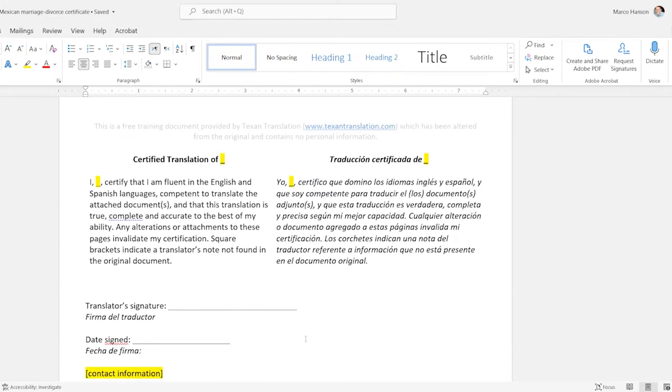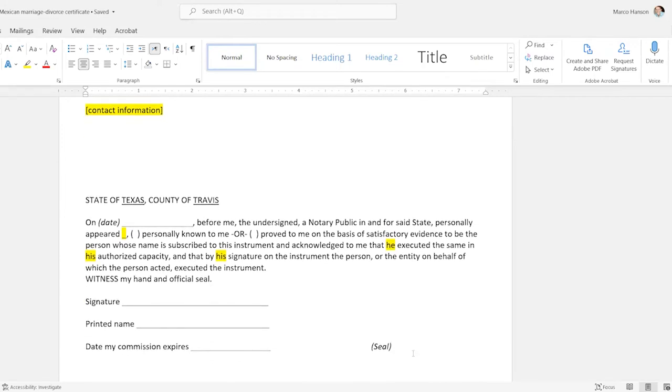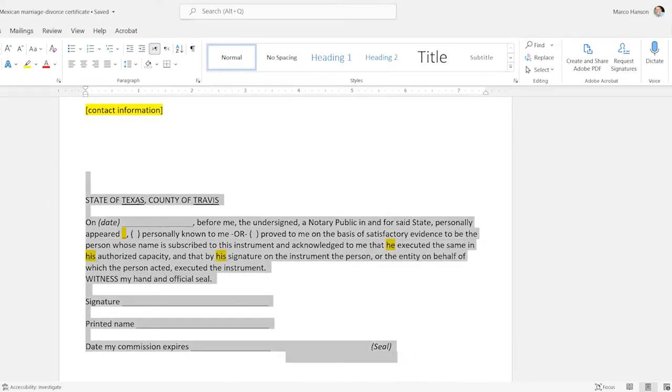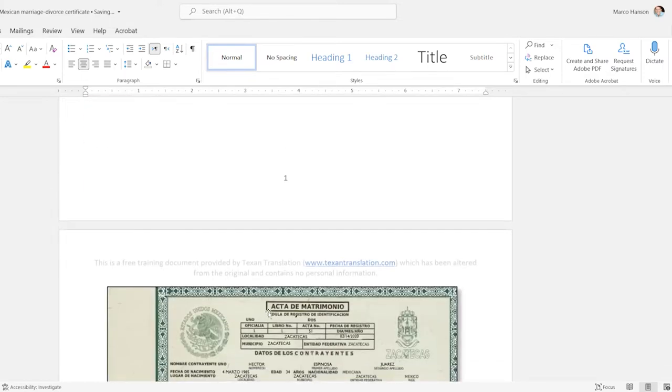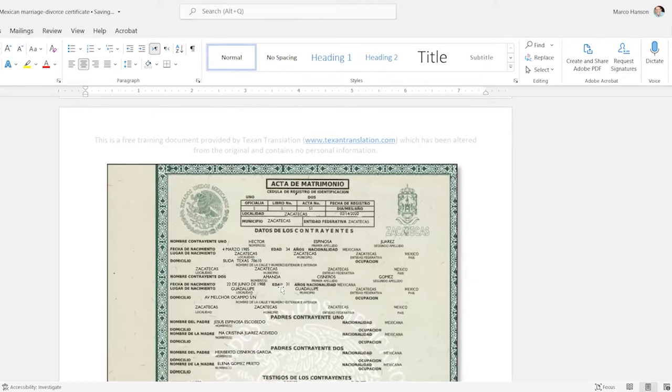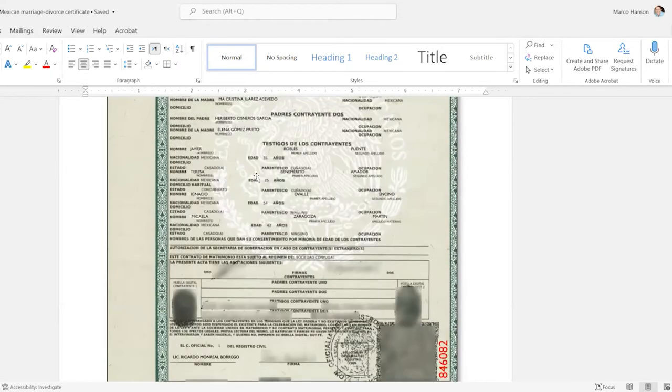So here's the generic cover sheet that we use. Ours has our letterhead on it, but this is one that you could model your certification statement after. Because it's going to be used for immigration purposes, it doesn't need to be notarized. In this particular case, certain clients would want it to be notarized, so I'm going to delete that. We like to have the cover sheet with the certification statement, then the second page will be a screen capture of the document, and then on the third and fourth page we'll do the translation.